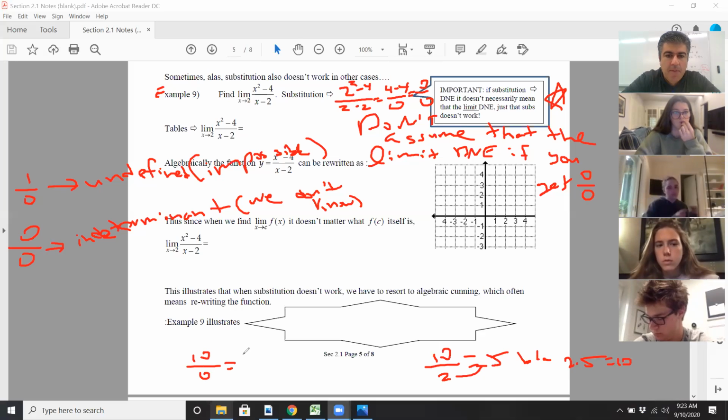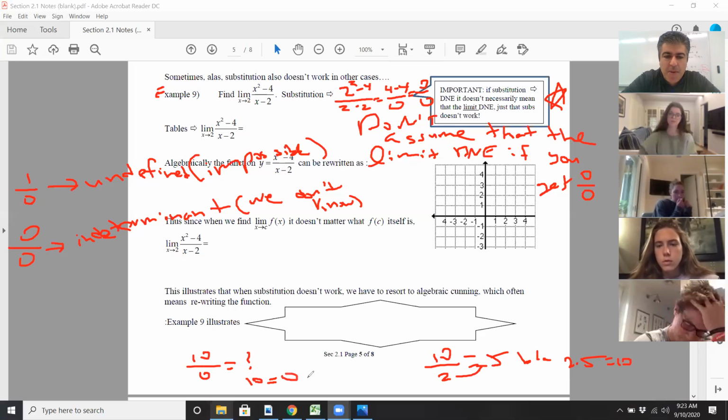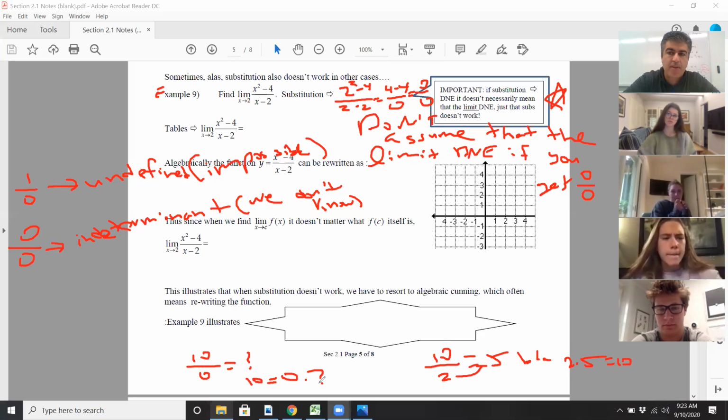Well, I don't know. 10 equals 0 times some number. What can I multiply by 0 to make it 10? Absolutely nothing. Nothing times 0 is ever going to equal 10. Anything times 0 is what? 0. That's it. So this is impossible. You can never, ever divide a non-zero number by 0. Just can't do it.